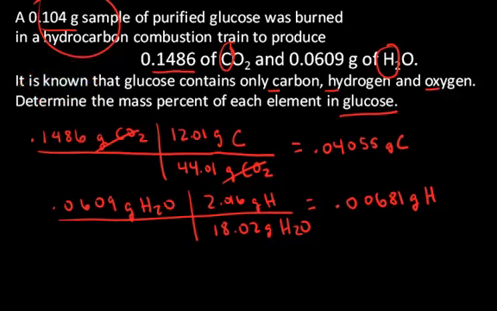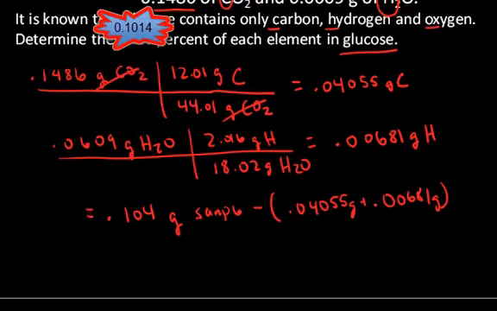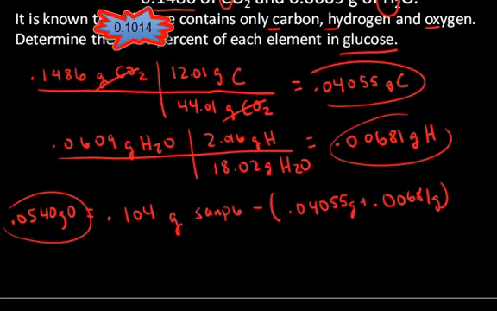The question is then how much oxygen was in the original sample. Well, you take the original amount of sample, which was 0.104 grams total, and subtract from it the sum of the carbon in the sample, 0.04055 grams, plus the hydrogen, 0.00681 grams. That is going to equal the amount of oxygen in the sample, which is 0.0540 grams of oxygen. So now we know how much oxygen, hydrogen, and carbon we had in that original sample.